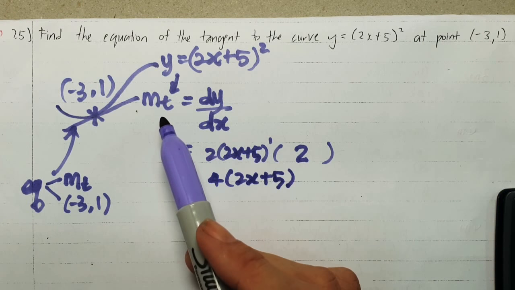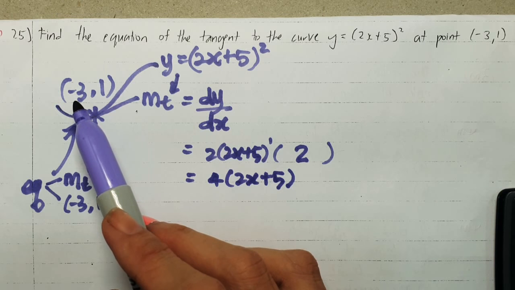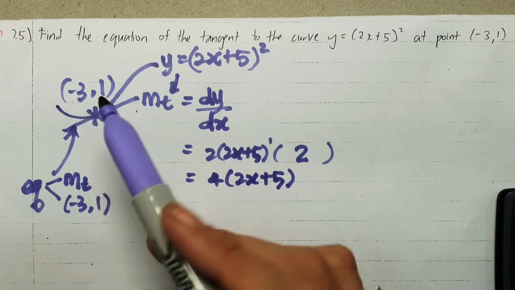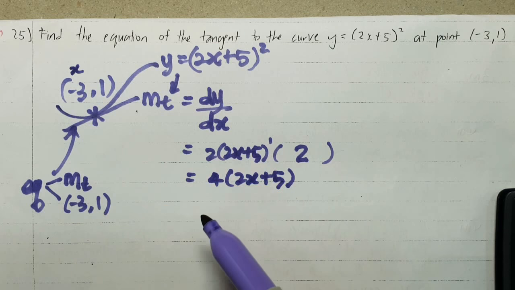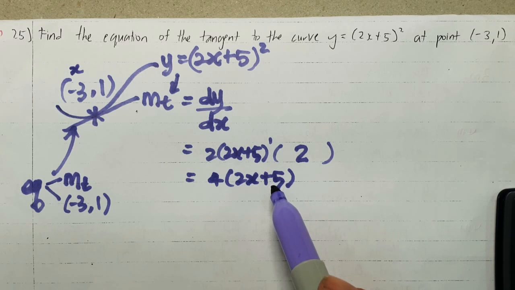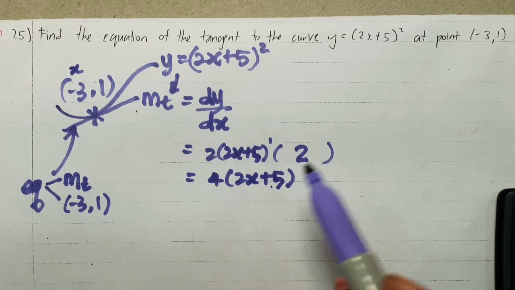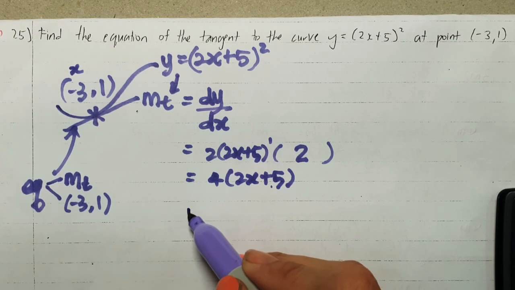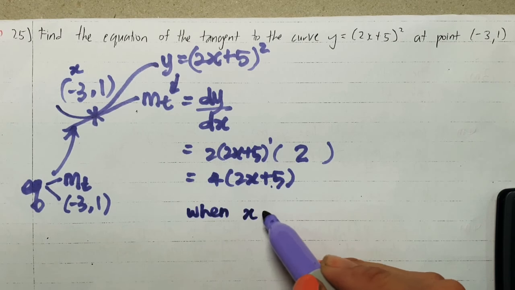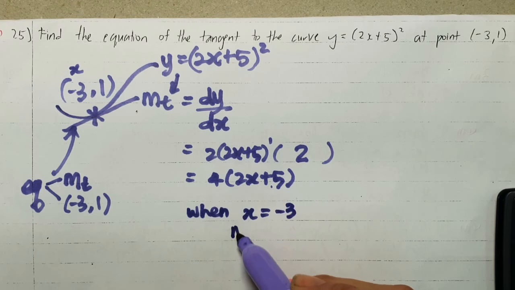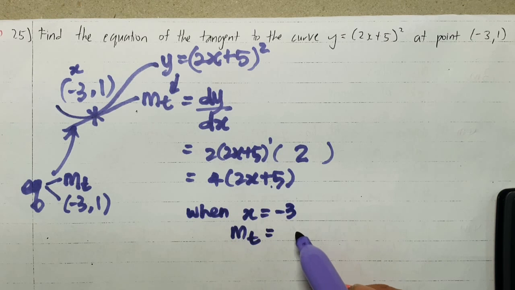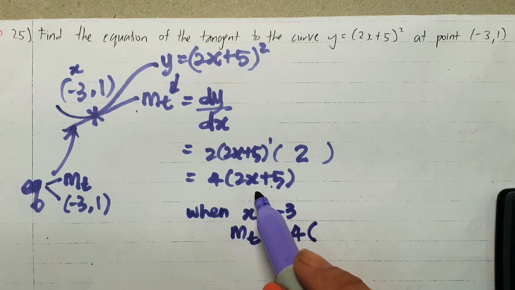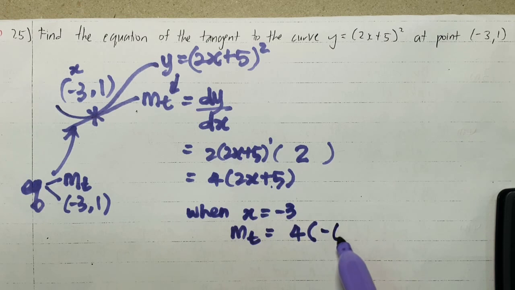Now, because this tangent passes through (-3, 1), that means at x equals -3, we substitute the value of x over here. So when x equals -3, the gradient of the tangent will be 4 times (2 times -3 is -6, plus 5). So we have -1 over here. So the gradient of the tangent is -4.